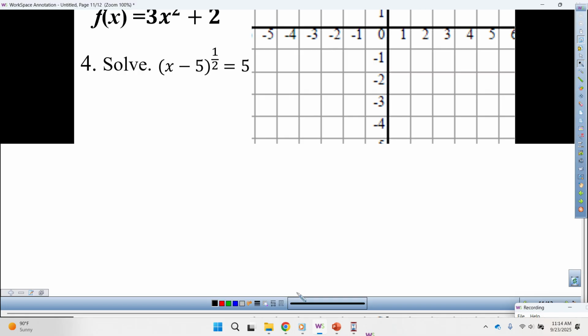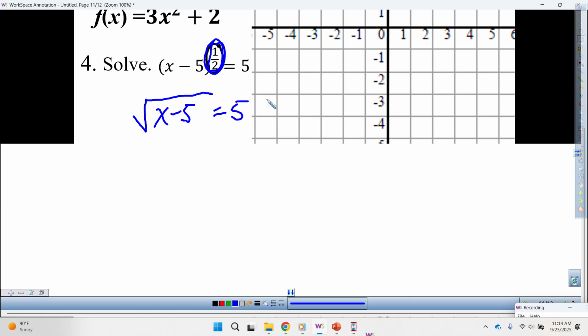All right, let's do number 4 together. It says solve. Here we go. So first things first, we need to rewrite this one. The exponent is 1/2. Tell your neighbor what a 1/2 exponent means. What does that mean? It becomes the square root. So we got x minus 5 inside the square root equal to 5.